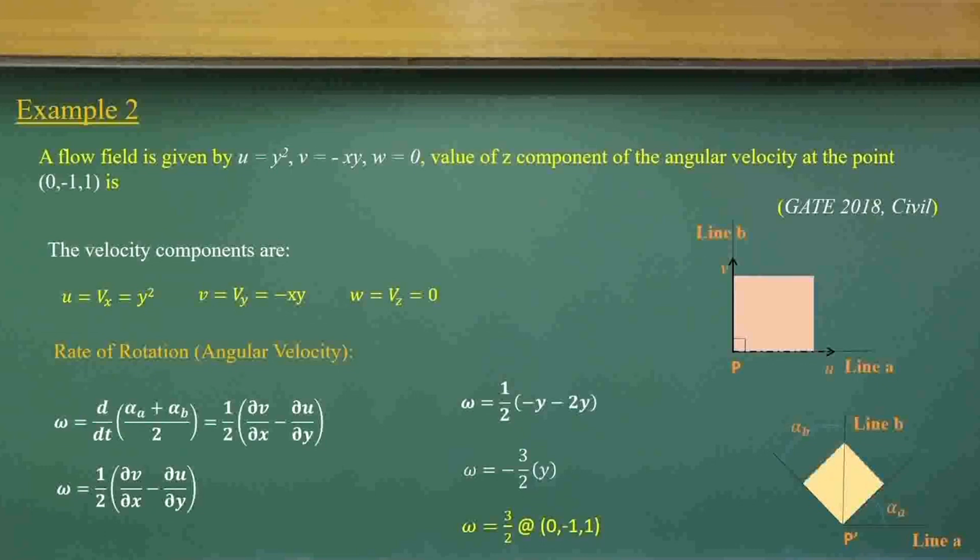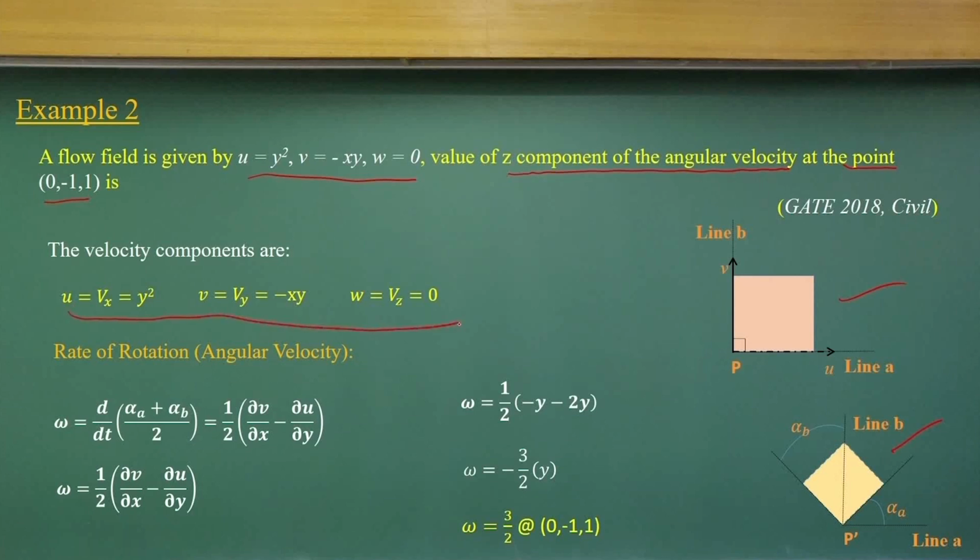Now, coming to the second example, which is too easy compared to the first one. It is a GATE 2018 civil engineering question, where the u, v, w components are given. Compute the z component of angular velocity at the point. The x, y, z coordinates of the point are also given. You have to find the z component of the angular velocity. Again, from the sketch of these figures, which gives alpha and beta, you can find u, v, w.